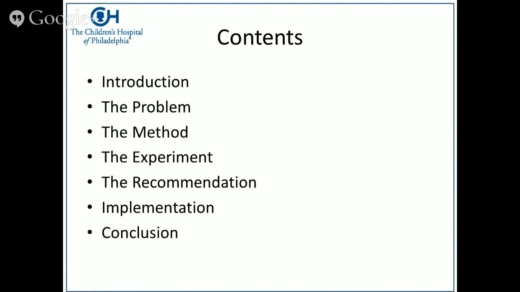So I'm going to give a brief introduction, talk about the problem we want to solve, the methods that we use, the experiment that we conducted, the recommendation that we made, and then I'm going to briefly talk about how discrete event simulation can be used to support implementation science and the adoption of recommendations from quality improvement projects.